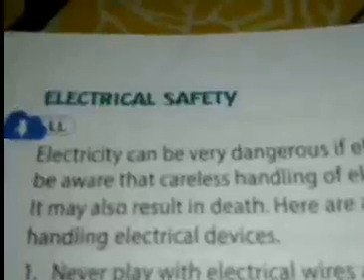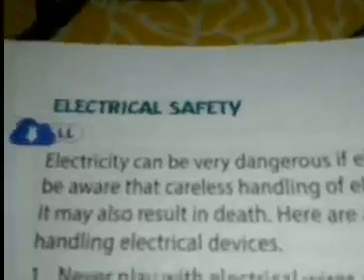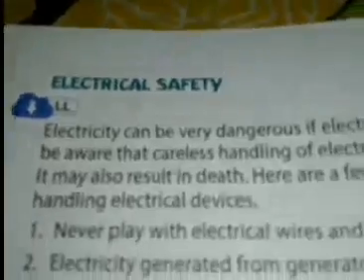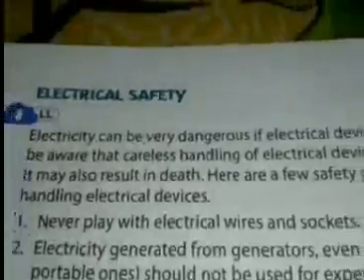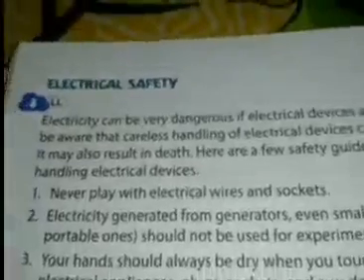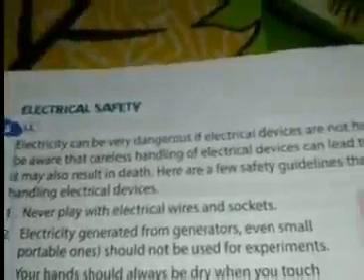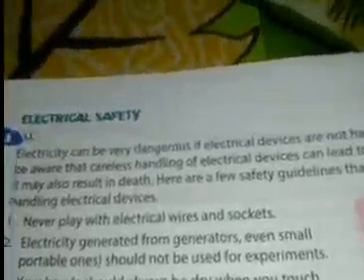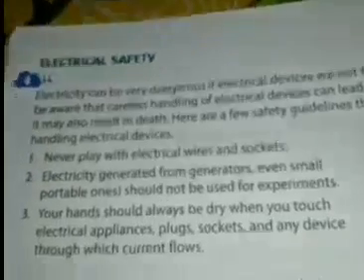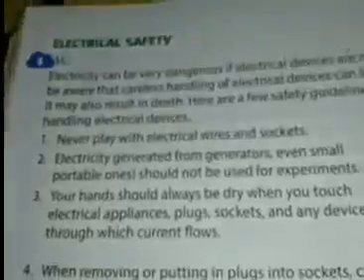We are going to study the most important part of this chapter, which is electrical safety, and this is going to come in the exam. With all electrical connections and electrical devices, it is very necessary that we are very careful in handling them because they can be very fatal, meaning life-threatening. So the guidelines are: 1, never play with the electrical wires and sockets.